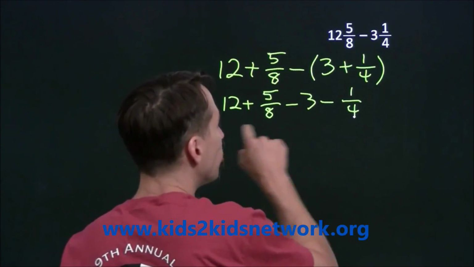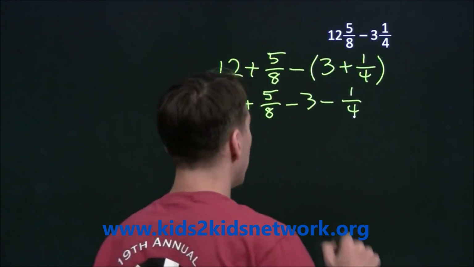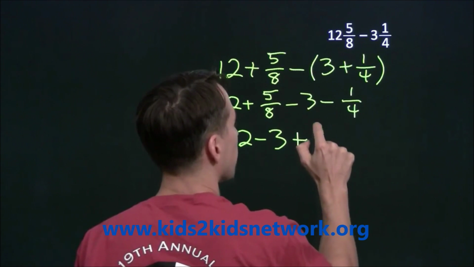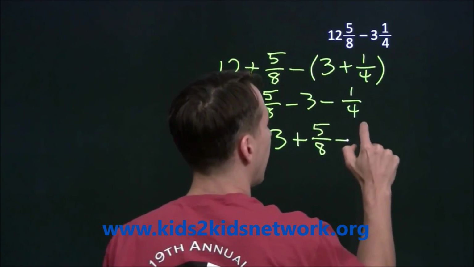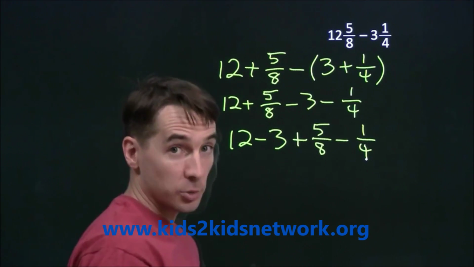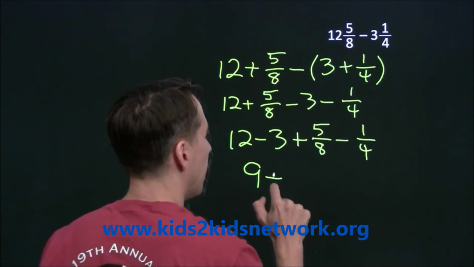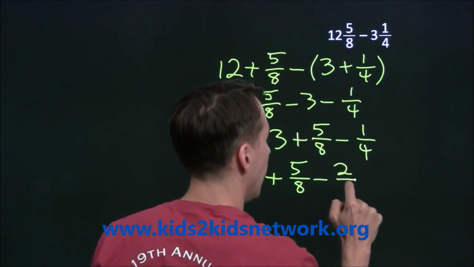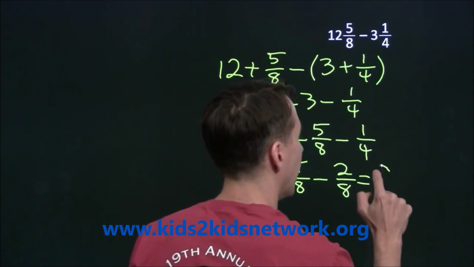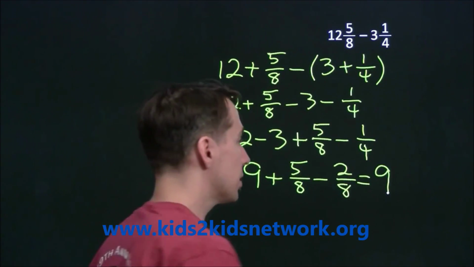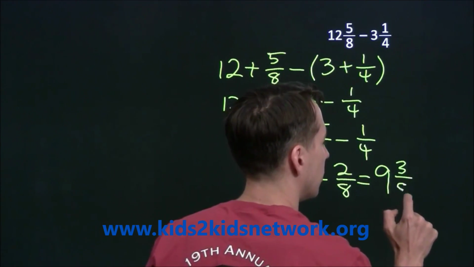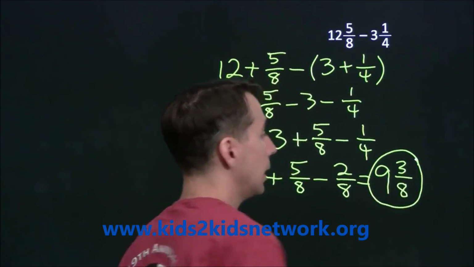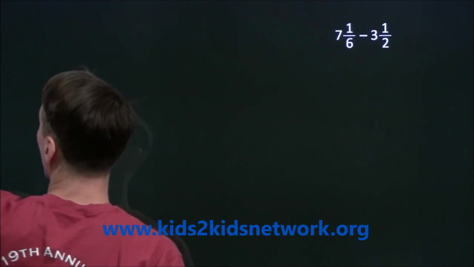Very important. Now once we have everything as integer parts and fractional parts, we can handle the integers and the fractions separately. We can split this up as 12 minus 3 and then 5/8 minus 1/4. 12 minus 3, that's easy, that's just 9. 5/8 minus 1/4, we'll get a common denominator. Common denominator is 8. 1/4 is 2/8. And so we get 9 and 5/8 minus 2/8, that gives us 3/8. And notice that the original problem is in terms of mixed numbers, so we write our answer as a mixed number. And we're on to the next problem.